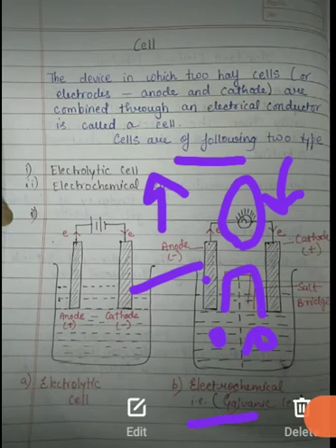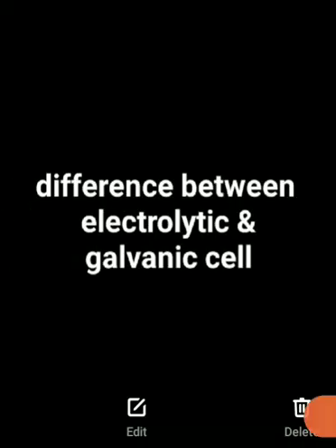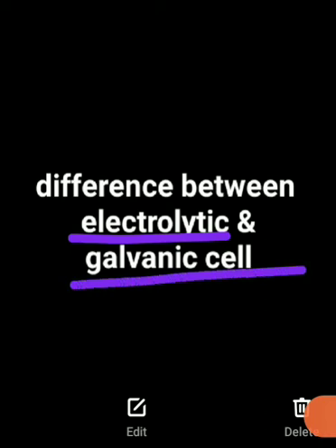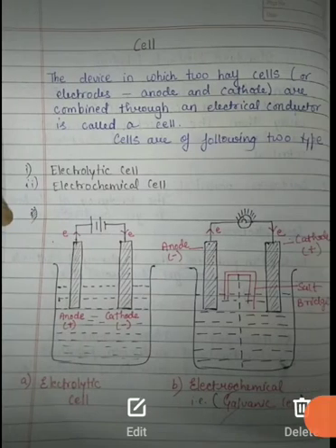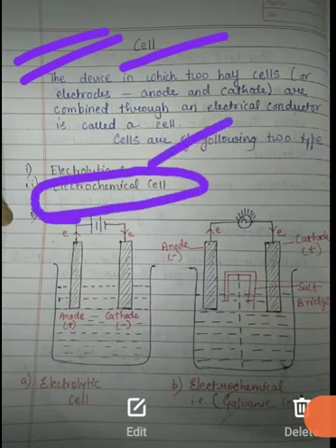So this is all about today's lecture. Let us recall what we have discussed. We have simply discussed the difference between electrolytic and galvanic cells. For this, we first recalled what a cell is. That is the device in which two half cells, that is electrodes, anode and cathode, are combined through an electrical conductor. And these may be of two types: electrolytic cell, and galvanic or voltaic cell.